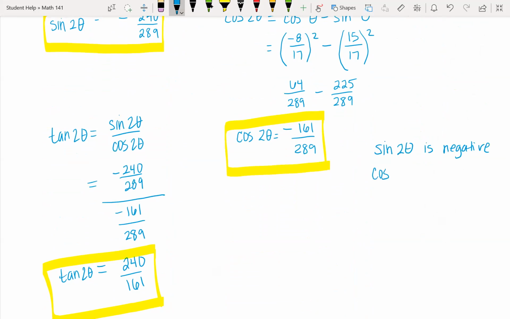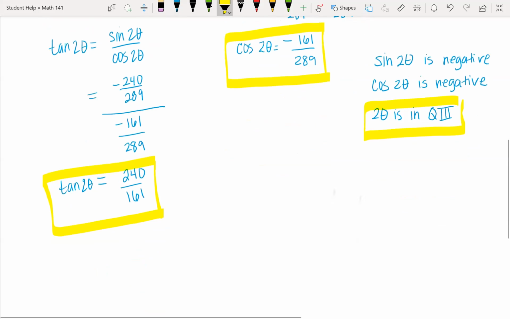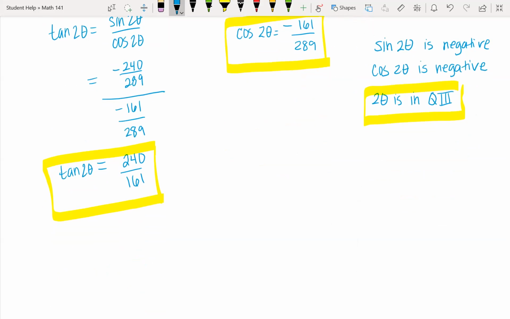And the cosine of 2 theta is also negative. And that happens when an angle is in quadrant 3. So that's what we think. The original angle that we had, which was theta, was in quadrant 2. So that means that it's between 90 degrees and 180 degrees.